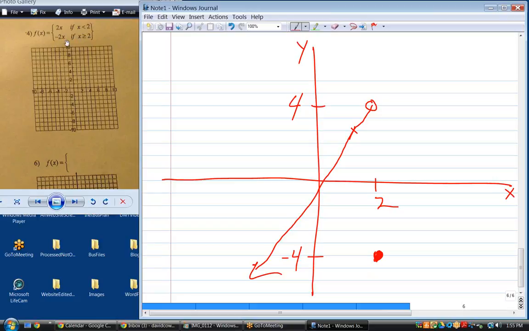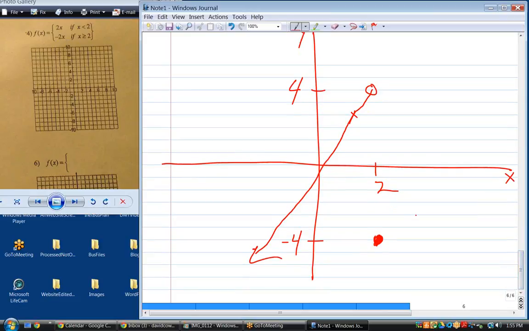Now, what's the slope of this line? Negative 2. Okay, so how am I going to draw that? Remember, I have to draw it in that direction. So you could go down 2 over 1 to the right? Yeah. There's a slope of negative 2. And that's the way this graph looks.